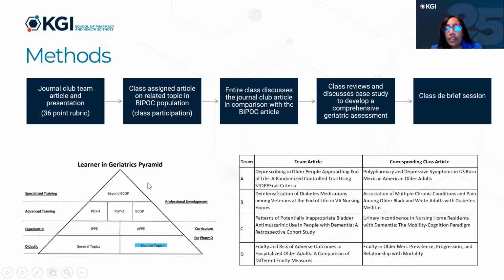Keep in mind that these are third-year students in a 4-year PharmD program. So they are at the bottom of this geriatric learning pyramid, and this is an elective topic. So this is foundational for their development.